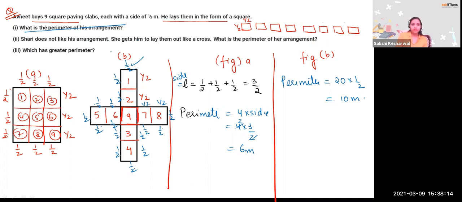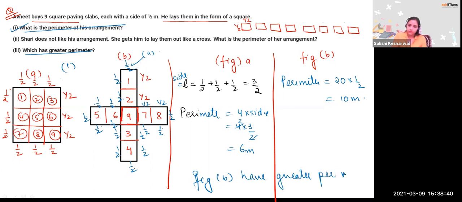So it says that she arranged this in a cross. So this is like figure A. We did what is the perimeter of this arrangement, right? This is the first part, and this is basically the second part, right? Which has the greater perimeter? Definitely figure B has the greater perimeter, right? So it says that figure B has greater perimeter. That's it.